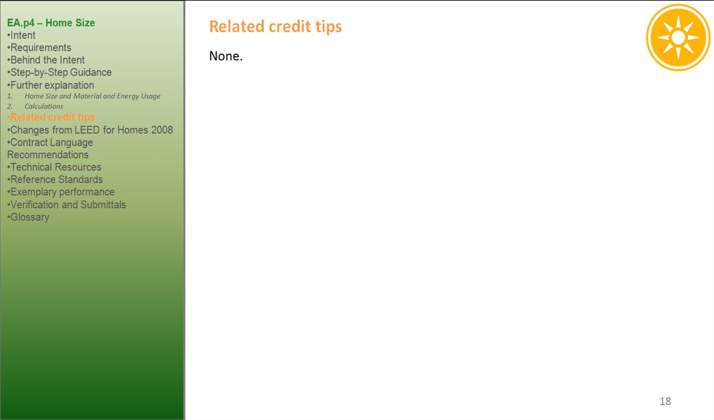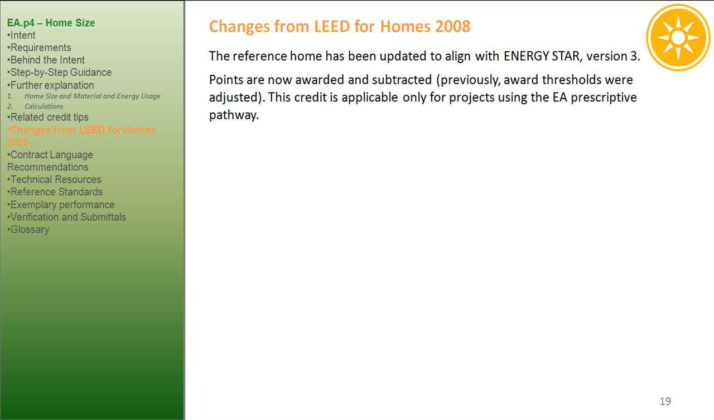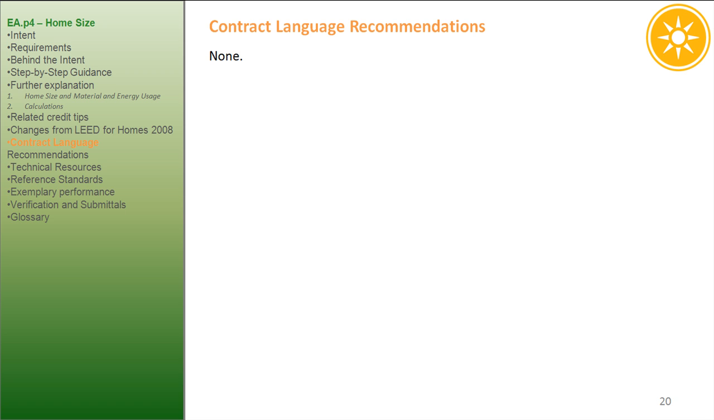Related credit tips. None. Changes from LEED for Homes 2008. The reference home has been updated to align with Energy Star, version 3. Points are now awarded and subtracted. Previously, award thresholds were adjusted. This credit is applicable only for projects using the EA prescriptive pathway. Contract language recommendations. None.